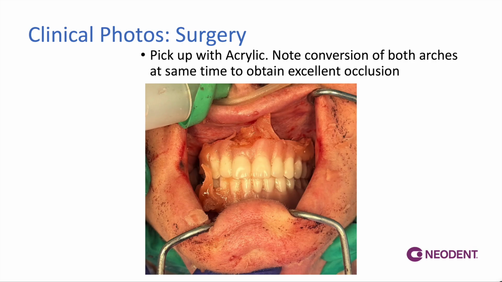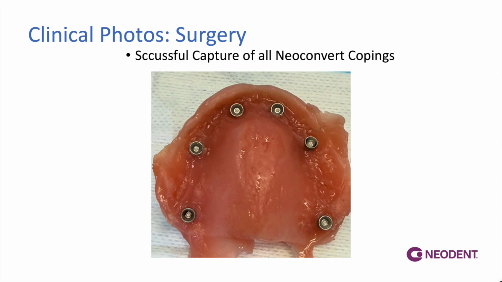There are multiple acrylics on the market that you can use. I would recommend using an auto mix, such as a Voco. Patterson brand makes a hard reline material. You can utilize either of those. That then sets up and captures our Neoconvert copings, as we see here. So in this case, we had a successful capture of all of our Neoconvert copings.